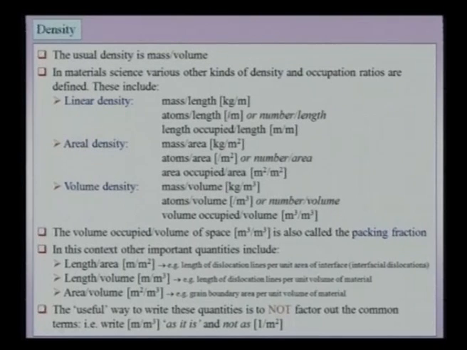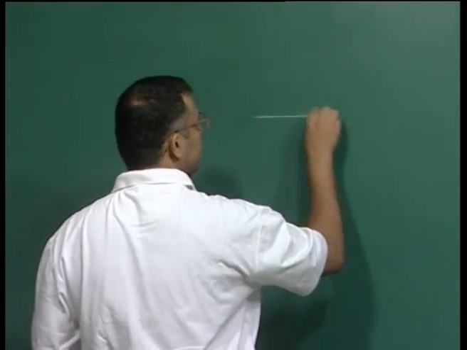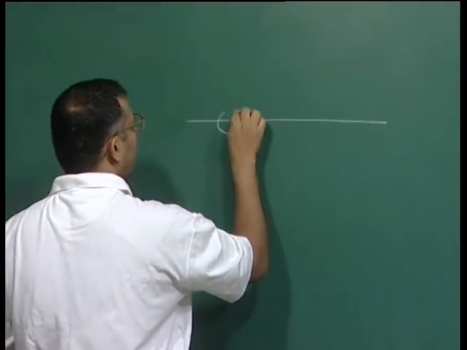You could have a length occupied per unit length of material. So suppose you talk about a one dimensional crystal or a one dimensional line on which you have atoms. A certain part of the line will be occupied by atoms, so I will count that fraction which is occupied by atoms, and I can calculate a linear density. Let me show you a figure on the board. Suppose I draw a line through the crystal and I have an array of atoms here.